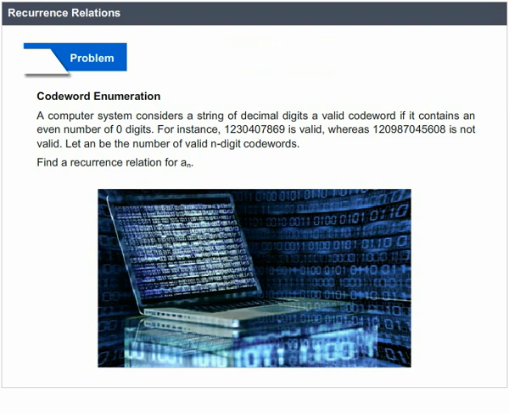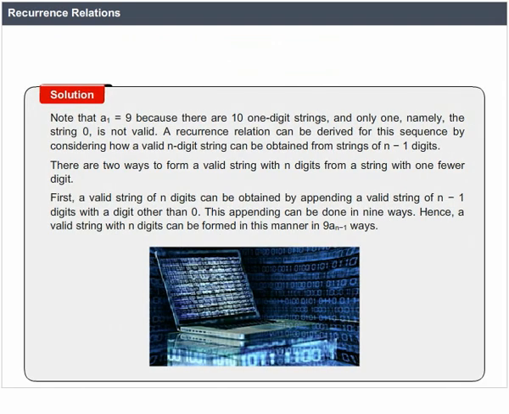Solution. Note that a(1) equals 9 because there are 10 one-digit strings and only one, namely the string 0, is not valid. A recurrence relation can be derived for this sequence by considering how a valid n-digit string can be obtained from strings of n-1 digits. There are two ways to form a valid string with n digits from a string with one fewer digit.